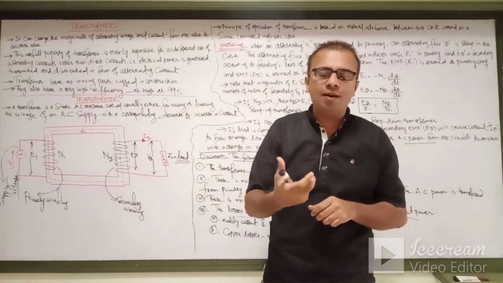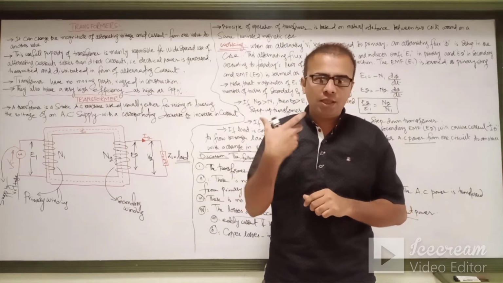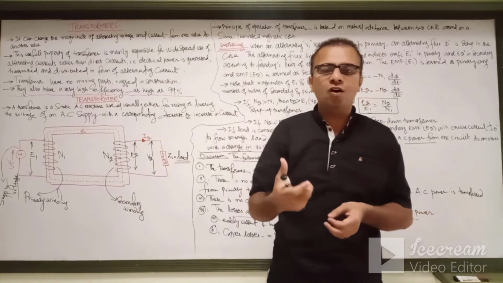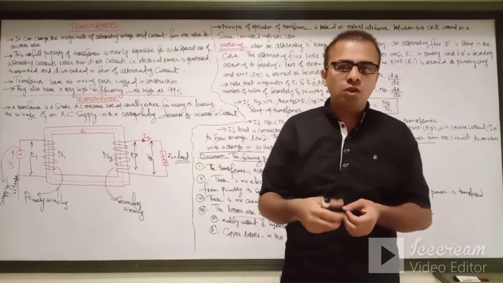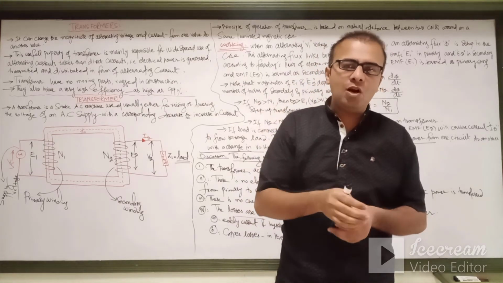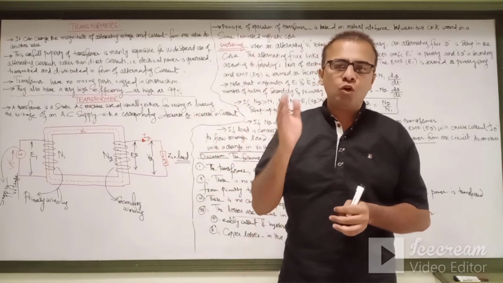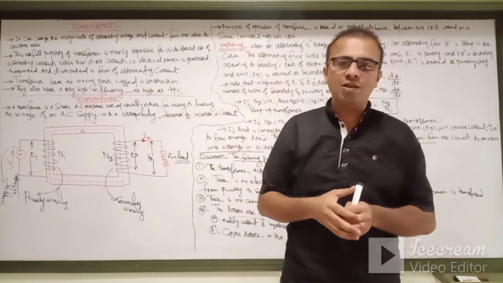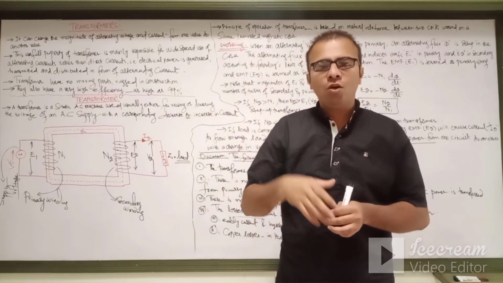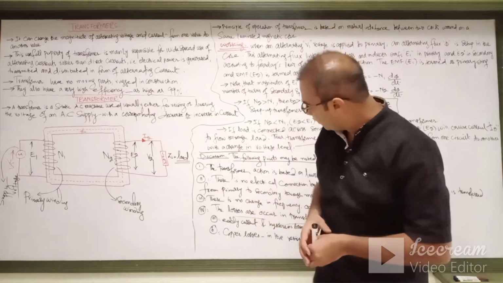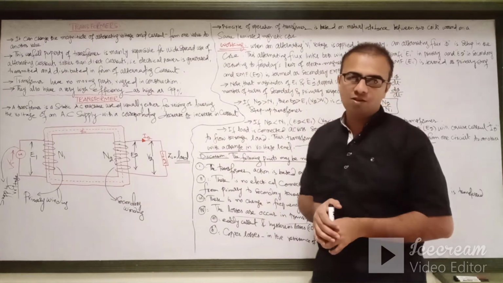If eddy currents are more in the core, what happens? The core will be more heated and the efficiency of the electrical machine will be reduced. So to decrease the eddy current losses, we have to laminate the core into several parts to minimize their effect, and hence the heat will be reduced and the efficiency of the electrical machine will be increased. And second is the hysteresis loss.